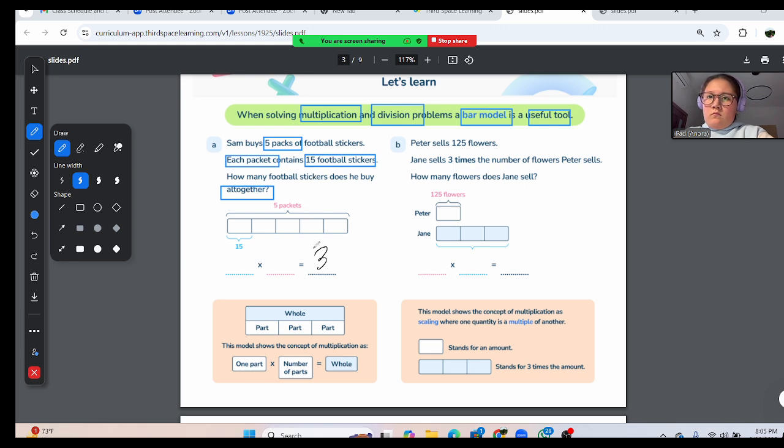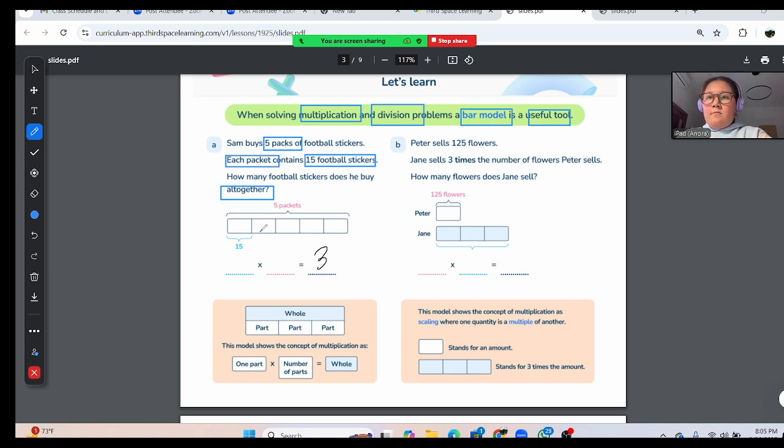Are you sure? It is asking altogether. See, there are 5 packets, in each packet there are 15, 15, 15, and 15, 15. So how many stickers are there, like altogether? Very good. 75. 15 times 5, right?